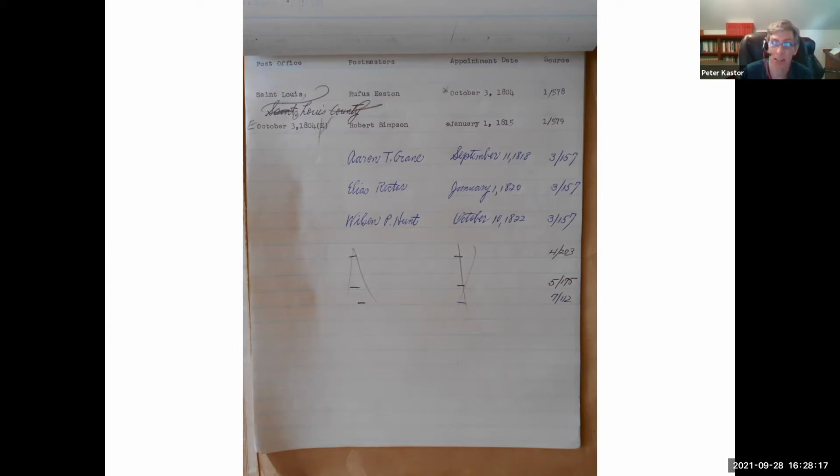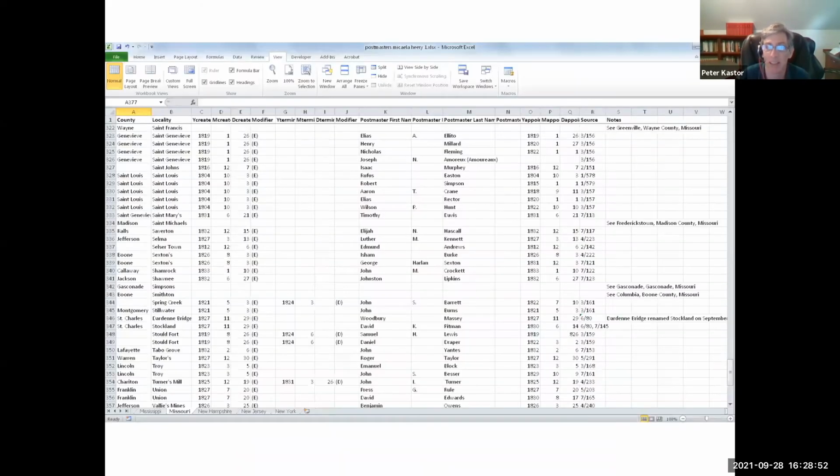So clearly their process was to take a piece of paper, put it in a typewriter, record the post office, and then as they found additional information, to record it by pen. So here is the St. Louis Post Office and the postmasters of it. This record, I believe, goes up through 1829. So, St. Louis County, Rufus Easton, and then Robert Simpson, and then Aaron Gross. And once it was in this form, that was easy to digitize. It was easy to convert this information into data.